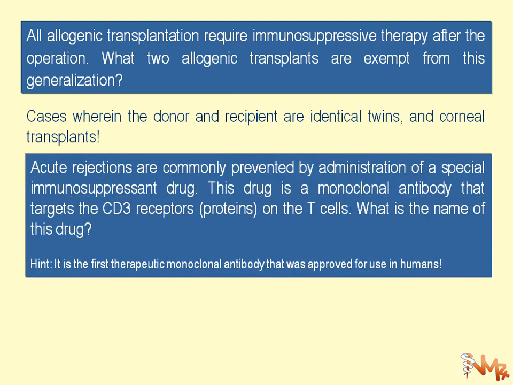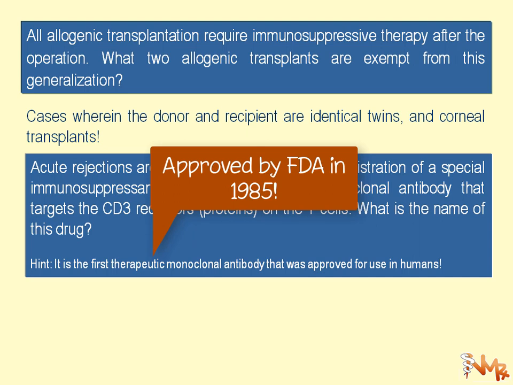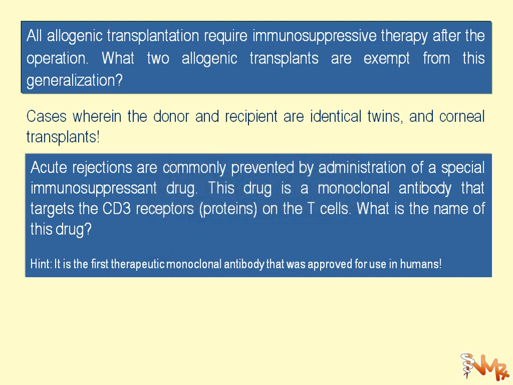Acute rejections are commonly prevented by administration of a special immunosuppressant drug. This drug is a monoclonal antibody that targets CD3 receptors on the T cells. What is the name of this drug? I'll give you a hint. It is the first therapeutic monoclonal antibody that has been approved for use in humans.